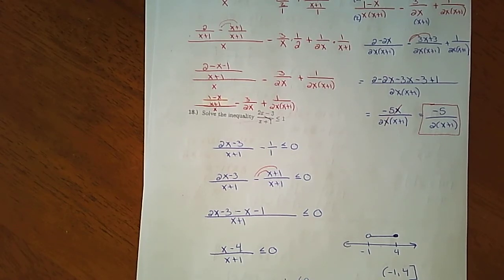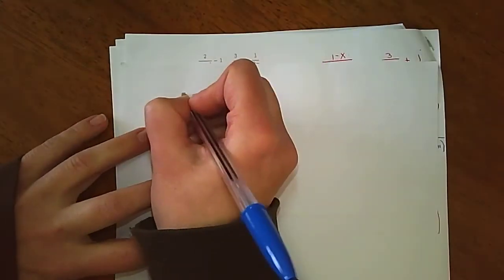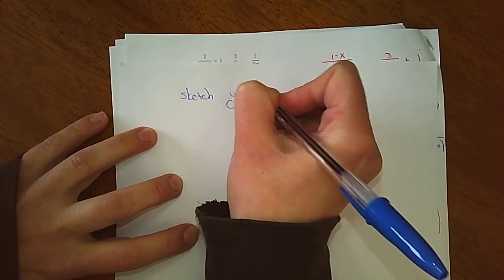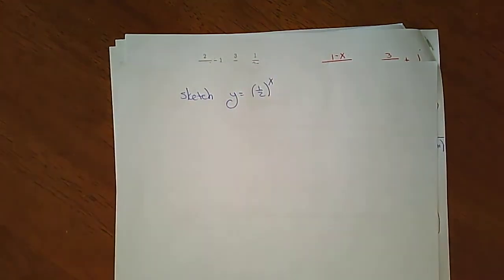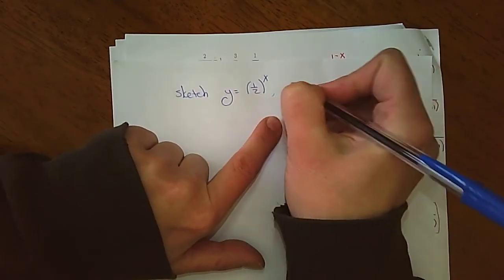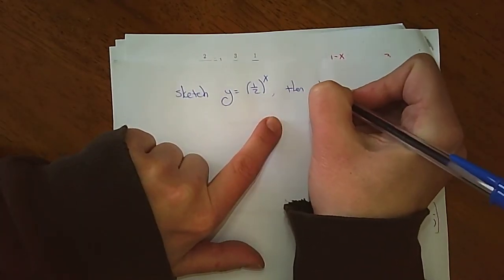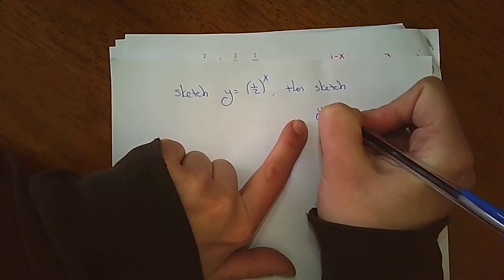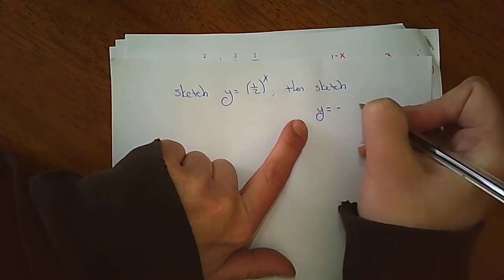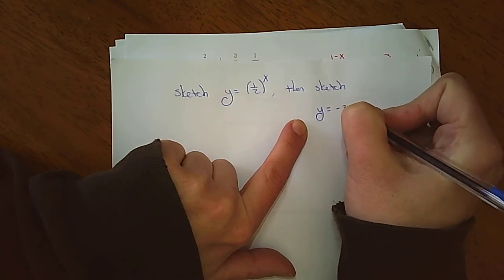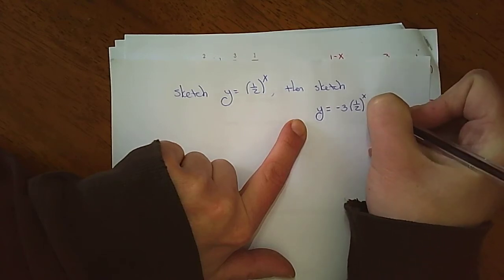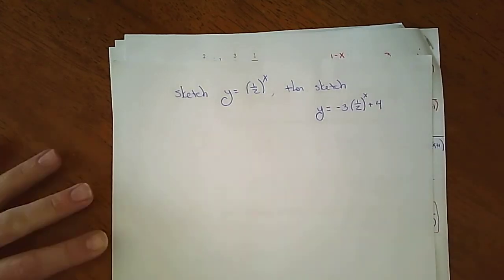Real quick final question. What if I say sketch y equals 1/2 to the x? And then I say, then sketch y equals negative 3 times 1/2 to the x plus 4, let's say, for example.